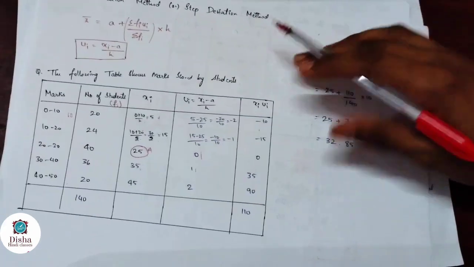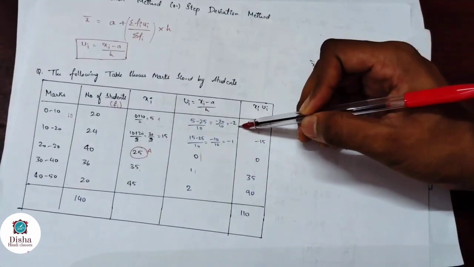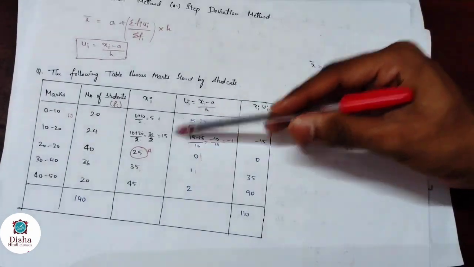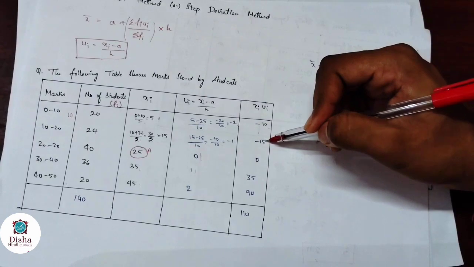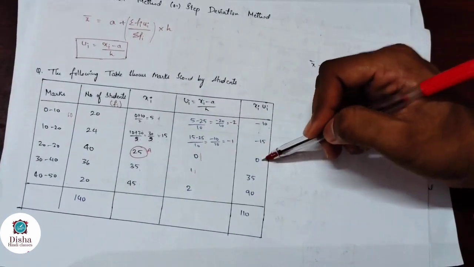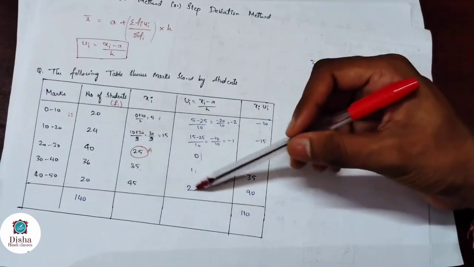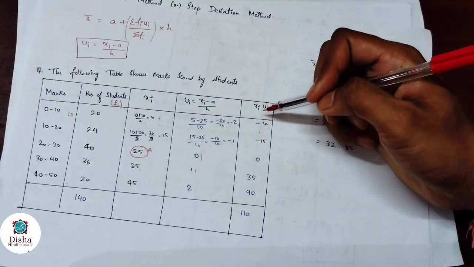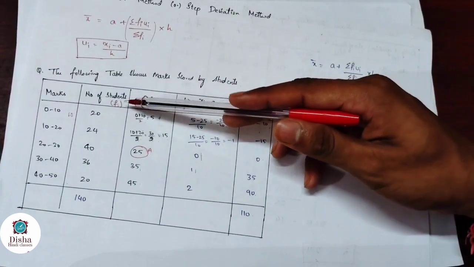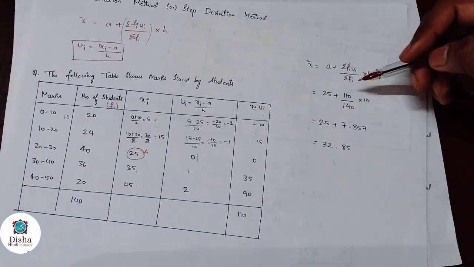Next we have xi ui. xi is 5 and ui is minus 2, so 5 into minus 2 gets us minus 10. 15 into minus 1 is minus 15. 25 into 0, anything into 0, is always 0. 35 into 1 gives us 35, and 45 into 2 gives us 90. The total summation of fi ui is 110, and the total summation of frequencies fi is 140. Now we have all the values required in the formula.